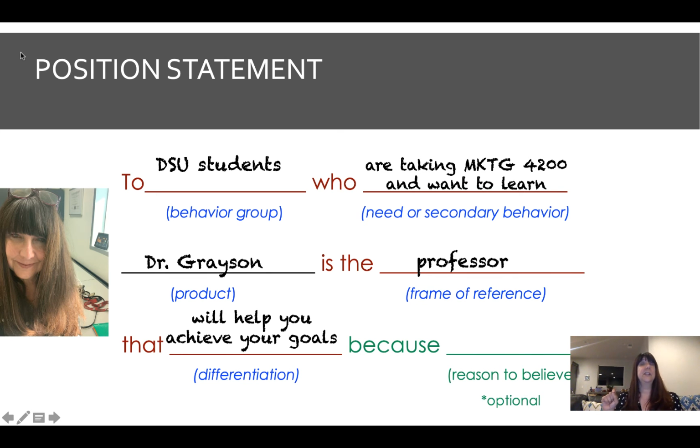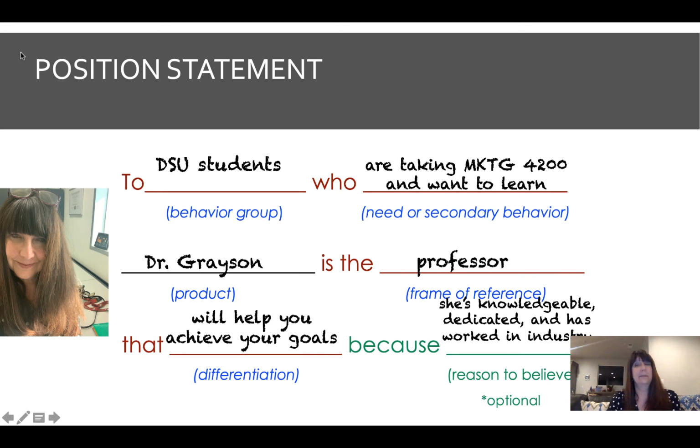This is your differentiator. You're going to pick me because guess what? I'm not in the corporate world anymore. I'm doing this because I want to give back. I want to share my knowledge with you. I want you to achieve your goals. At the end of your program, if you are a marketing major, my goal is for you to land that job. That is my differentiator. I'm not here to get a paycheck. I'm not here to just have the corporate career I had before. I'm here to help you. That's how I'm different.